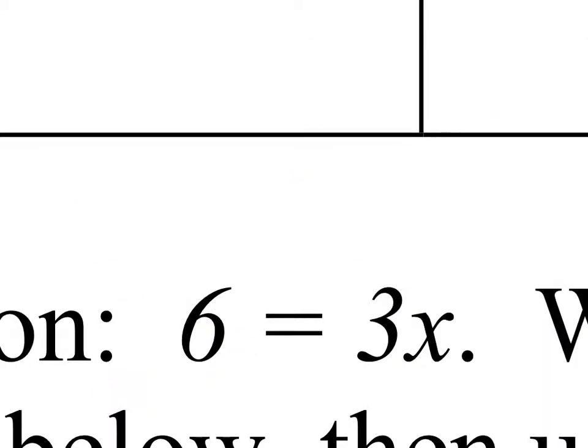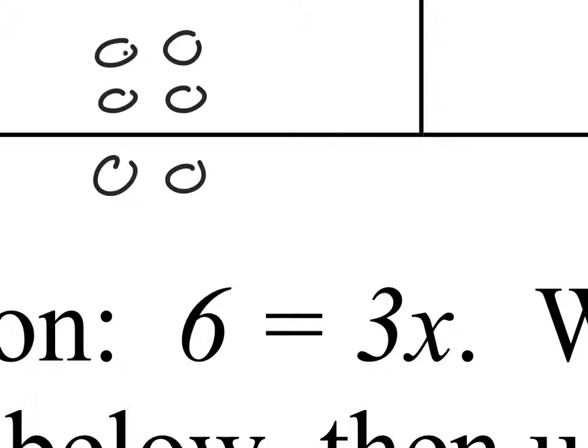Let's use a different model now. So this one is 6 equals 3x. Now, here's what we really like, we really like monies. So if I had 6 large, solid gold coins right here, right? Everyone likes some good old money.